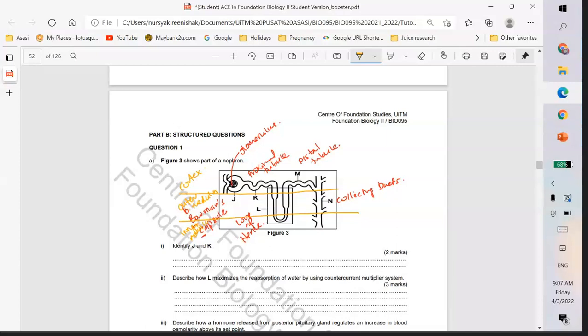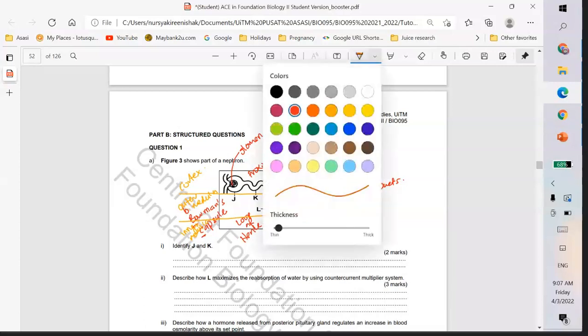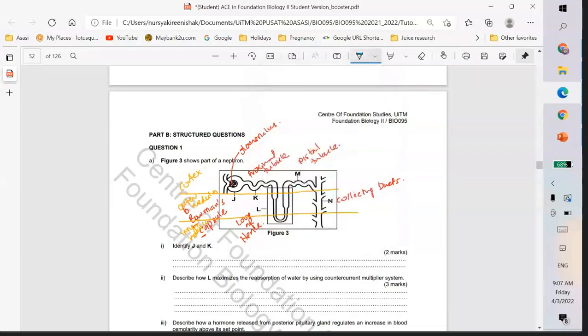And then another thing that you have to know on the structure of the nephron is the blood capillaries, okay, surrounding the nephrons. So the blood capillaries surrounding the proximal tubule and also the distal tubule, we call it the peritubular capillaries. Okay, and then surrounding the loop of Henle, you have the vasa recta. Okay, so you have to know the structures involved in nephrons.